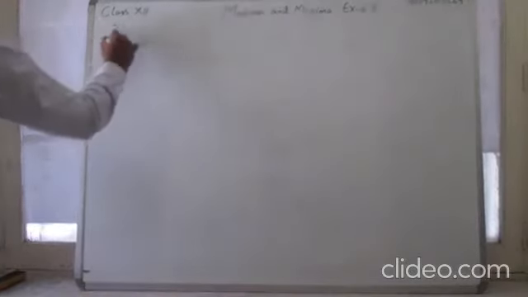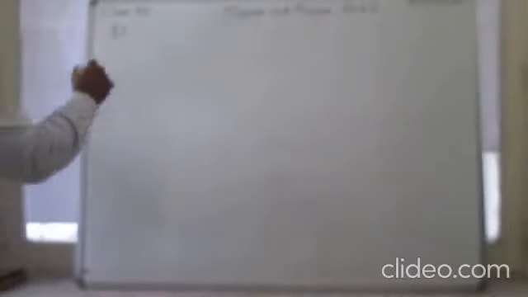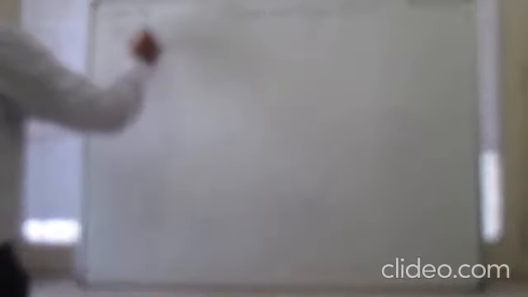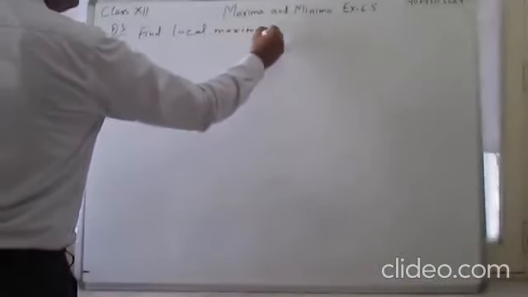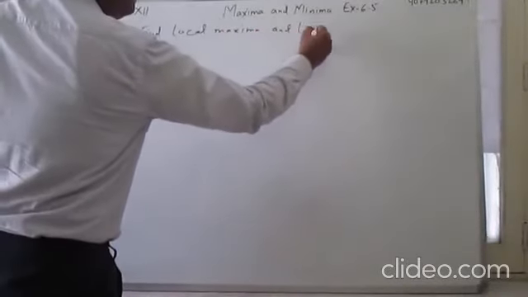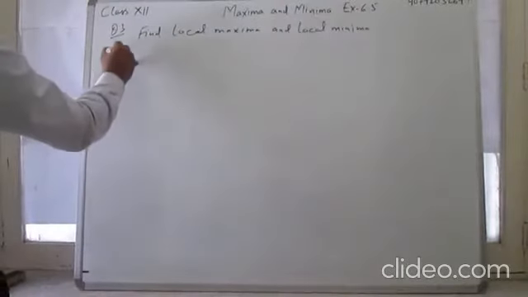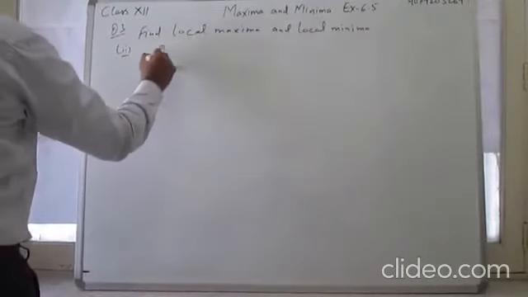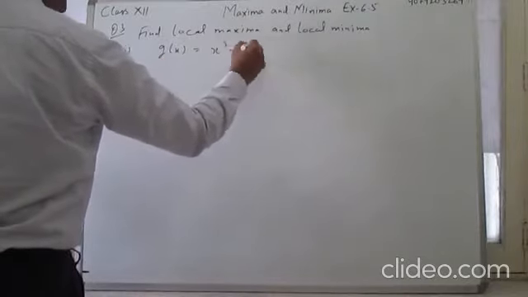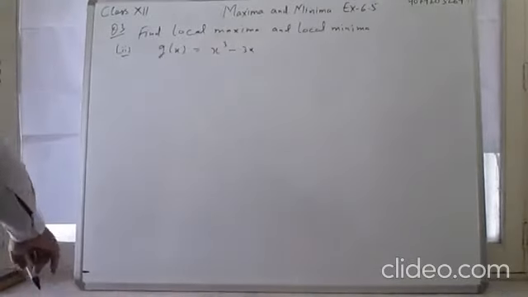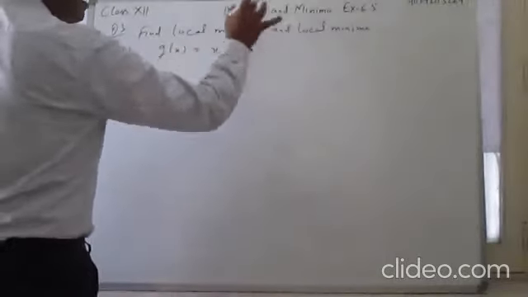Question third, second part. Find the local maxima and local minima. Second part, g(x) is given to you: x cube minus 3x. So we have to find local maxima and local minima.